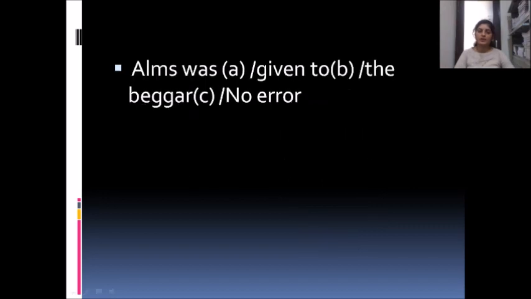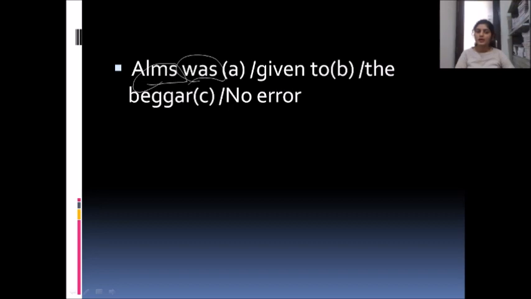Now our next sentence is: Alms was given to the beggar. In this sentence, as you can see, alms is a plural word, right? As we know in subject verb agreement, our verb goes according to the subject. So the subject here is alms. If alms is plural, the verb used here should also have been plural, but here they've used was, and was is a singular verb.